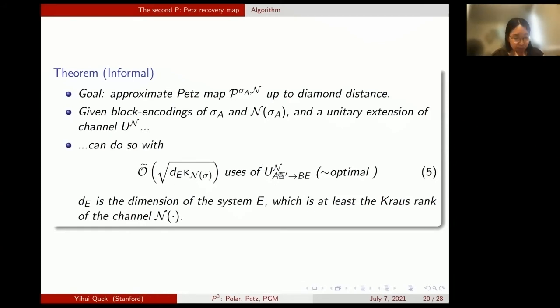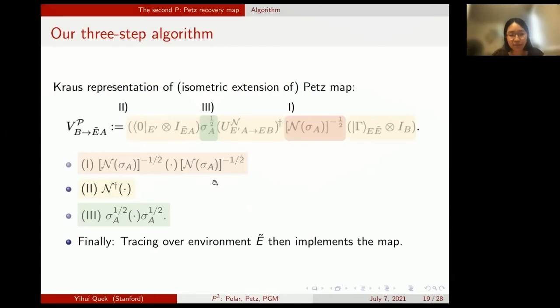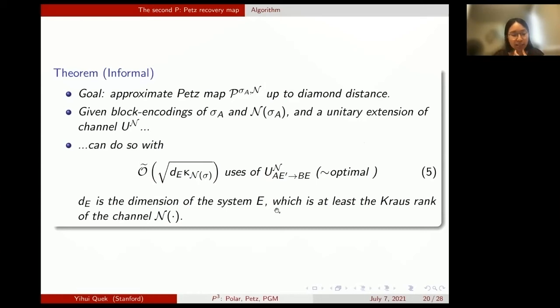Now, what are these two parameters? d_E is something called the environment dimension. This environment is something that I briefly introduced here. It is the dimension of this E system here. And it turns out that this environment system has a dimension that is at least the Kraus rank of the channel. The Kraus rank of a CPTP map is a measure of how complex the map is. So it makes sense that the complexity of this algorithm should depend on this environment dimension.